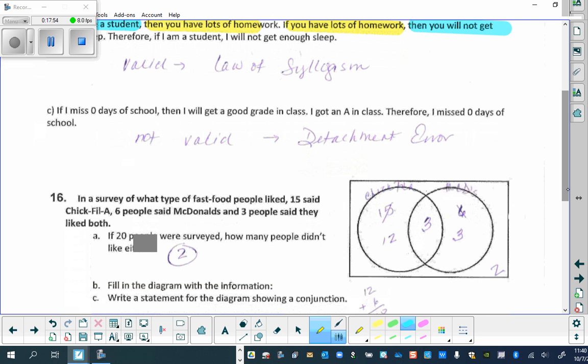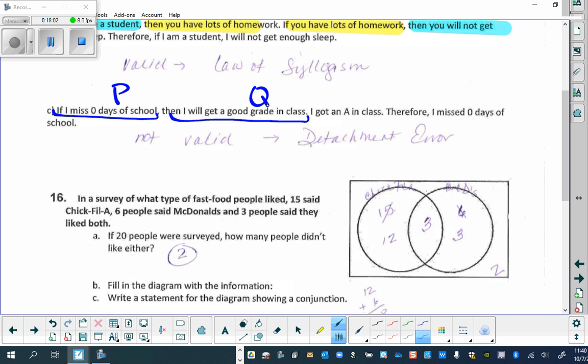If you miss 0 days of school, that's my P. Then I will get a good grade in the class. That's my Q. Hey, congratulations, you got an A. But that doesn't necessarily mean that you were here every day. Maybe you went on Schoology and watched the class videos. Maybe you came after school to make up what you missed. There's lots of ways you could get a good grade, even if you're absent.